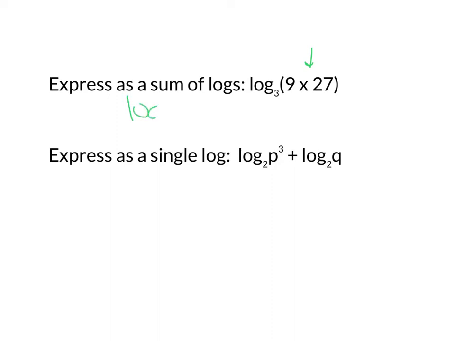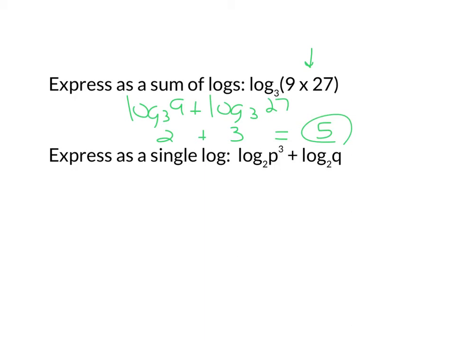What you can do there is break up the multiplication with addition and make it log base 3 of 9 plus log base 3 of 27. Now we know log base 3 of 9 is 2 because 3 squared is 9. We know log base 3 of 27 is 3 because 3 cubed is 27, and the sum is 5.